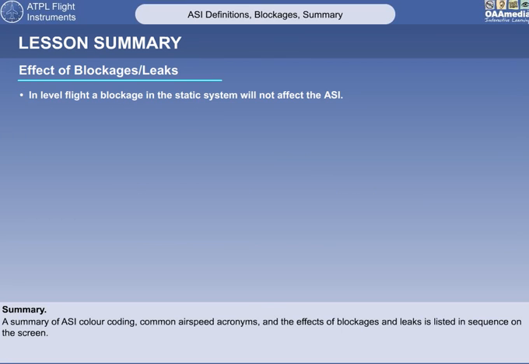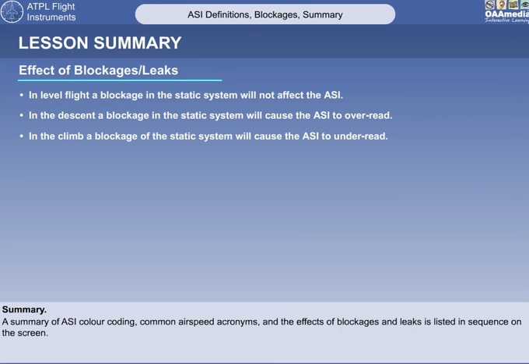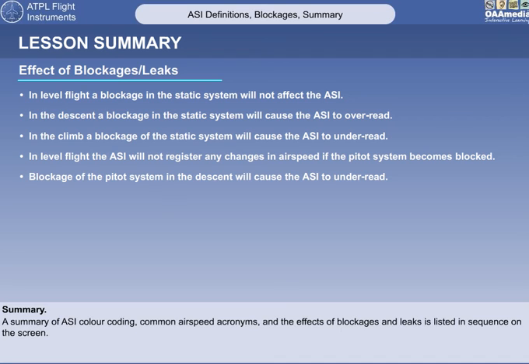In level flight, a blockage in the static system will not affect the ASI reading. In the descent, a blockage in the static system will cause the ASI to overread, and in the climb, the ASI will underread. In level flight, the ASI will not register any changes in airspeed if the Pitot system becomes blocked. Blockage of the Pitot system in the descent will cause the ASI to underread, and in the climb, the ASI will overread.